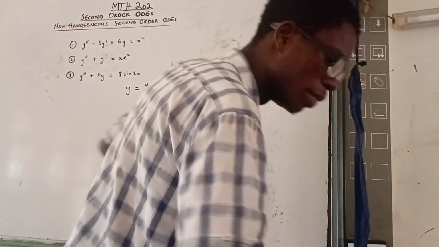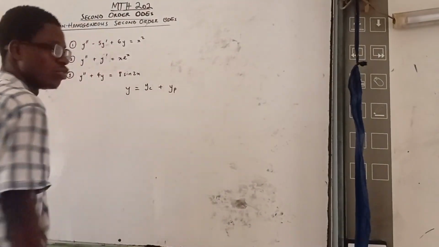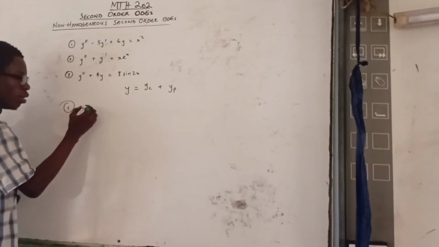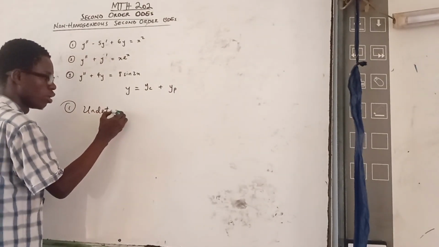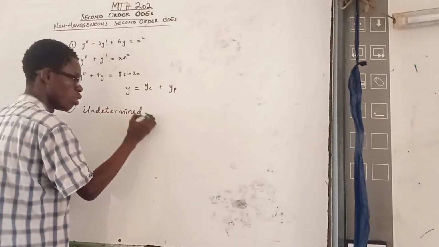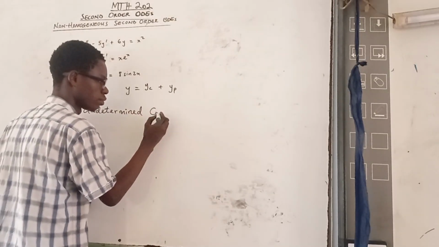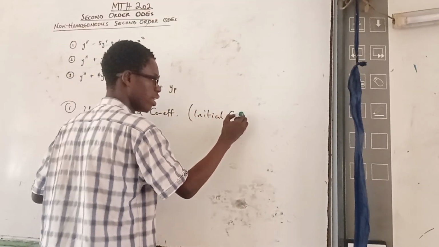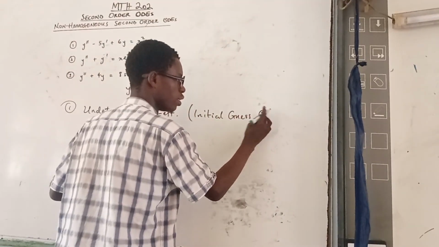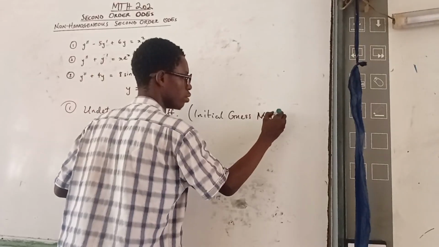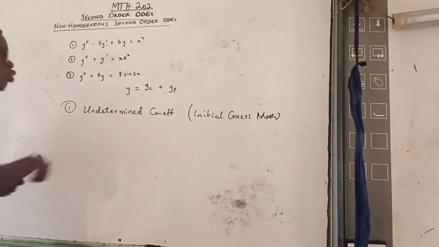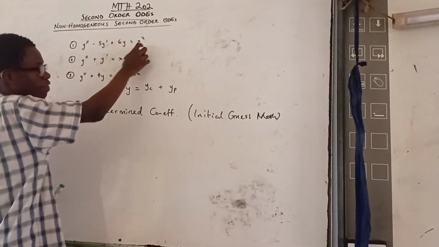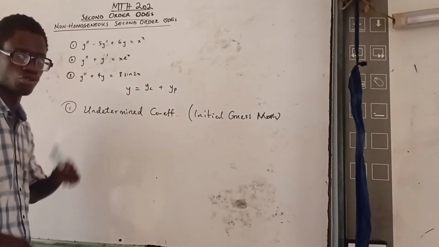Now, the methods we are going to use in solving these ODEs, we can use various methods. So I'm going to list some of them. We are going to use the method of undetermined coefficient. I call it the initial guess method. For this one, we are just going to give a guess based on our R of x, based on the function that is after the homogeneous part. We are going to try that later on.